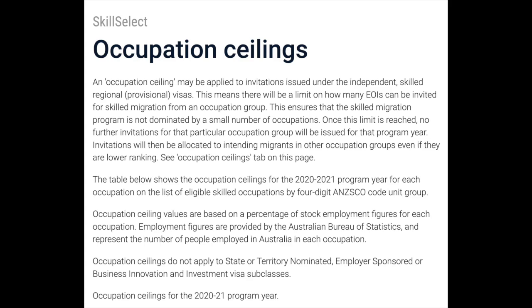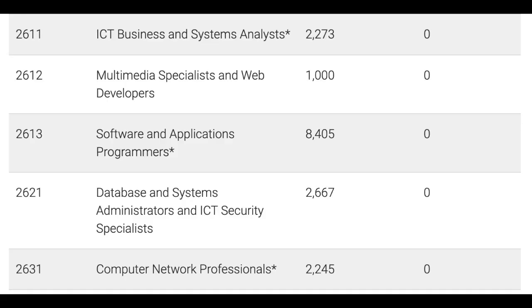This video is about the occupation ceilings. Yesterday we came to know that the occupation ceilings for financial year 2021 were released. If you look back, in last financial years we used to get excited like this, thinking, oh, software and application programmers 8,405, but we hardly got 8,000 invitations in total for 189 in the last financial year.